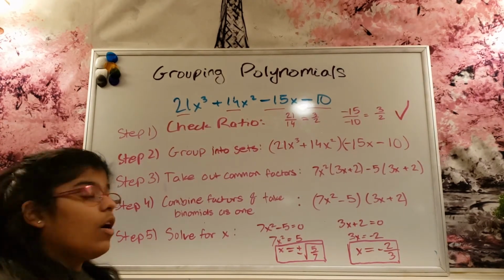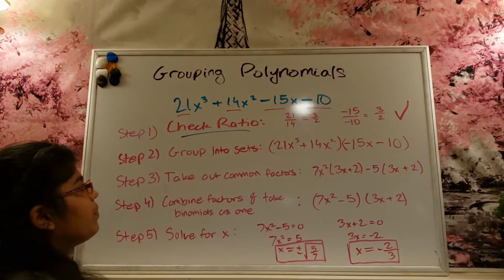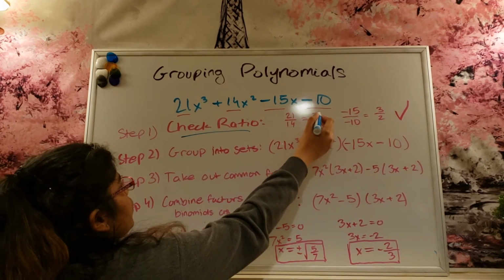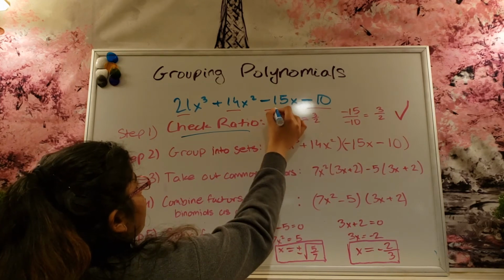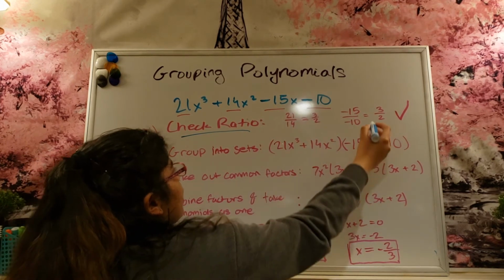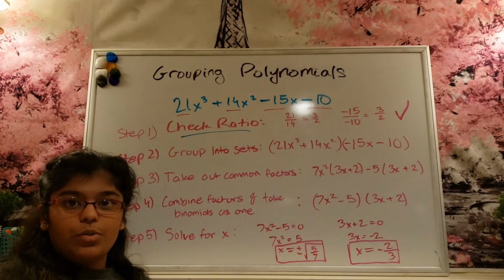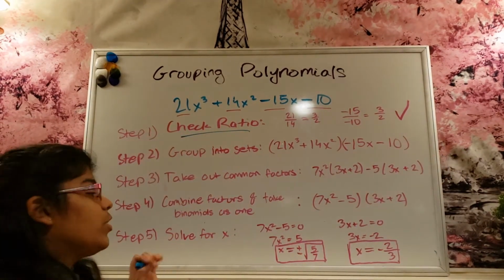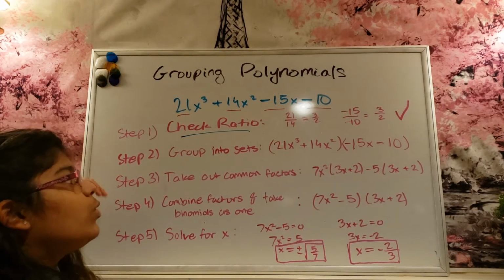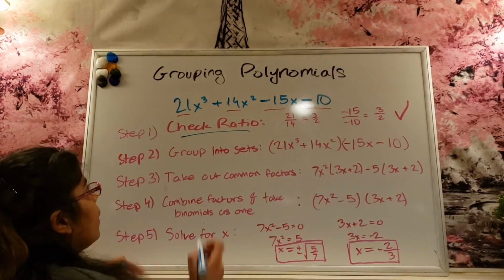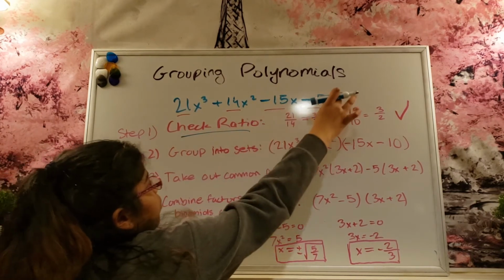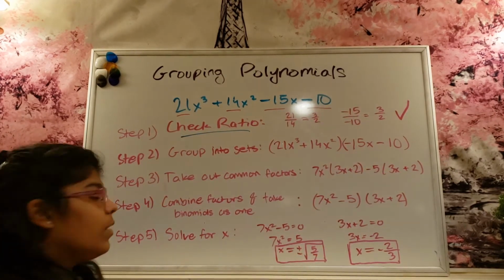We cannot move on without checking for the ratio. So here we have 21 divided by 14, which is equal to 3 over 2, and -15 divided by -10, which is also equal to 3 over 2. Since the ratios are the same, we know that we can proceed with this process. Okay. Step 2 is to group them into sets. So we're doing nothing, but we're just putting parentheses around the first 2 and the last 2 sets, like so.